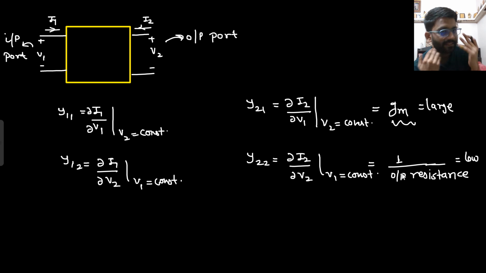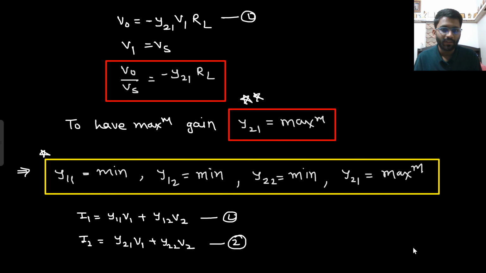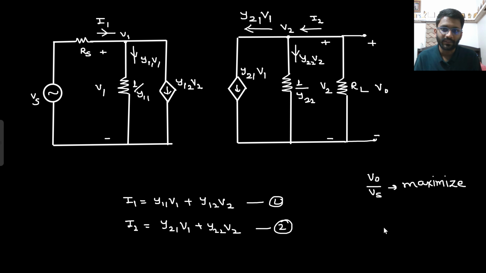Sorry for that. We wanted GM to be large and output resistance to be large as well, so that the output resistance doesn't eat up any current and all the current goes into the load. If this resistance is large, it will not eat up any current and all the current will go into the load. This is what we wanted. And in case of saturation region, we got output resistance to be large, also we got GM to be large.